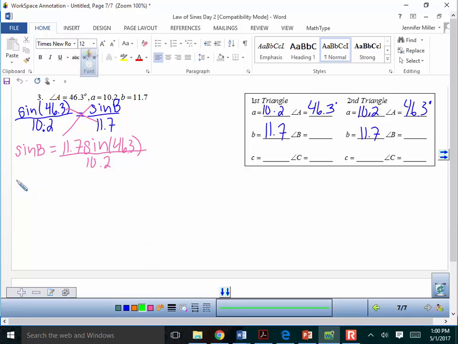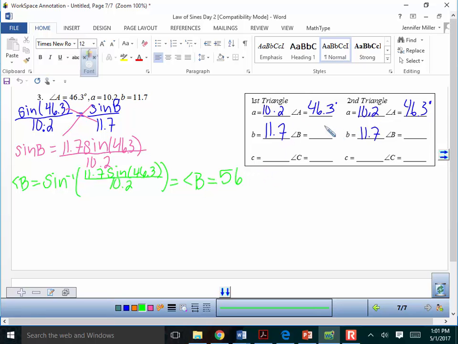We know that to get the angle B, it's just equal to the sine inverse of 11.7 times the sine of 46.3 divided by 10.2. And what did you get as the measure of angle B? Anyone? 56 degrees on the dot? Is that another one that rounds up to the nearest? No? You got something different? Oh, okay, cool. Oh, I see what you're saying.